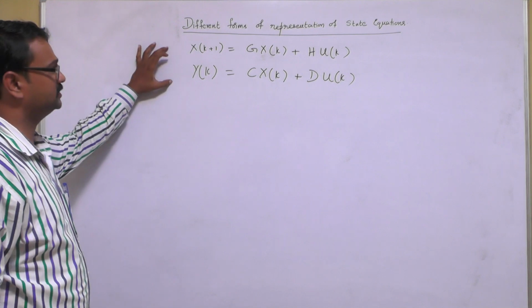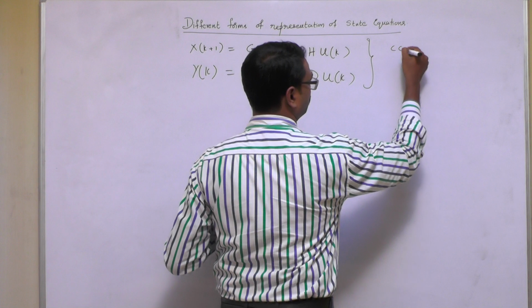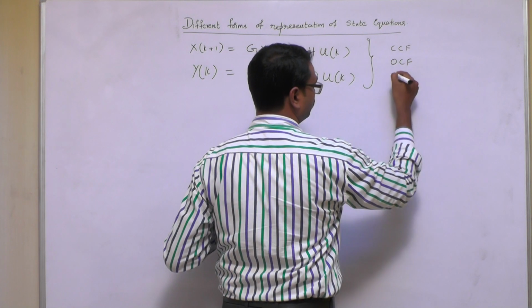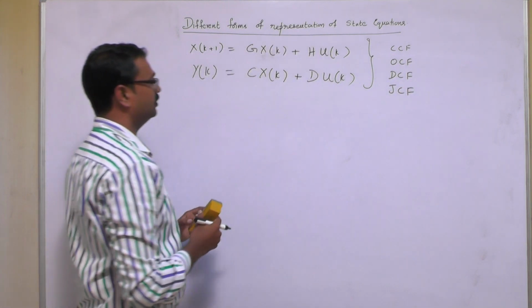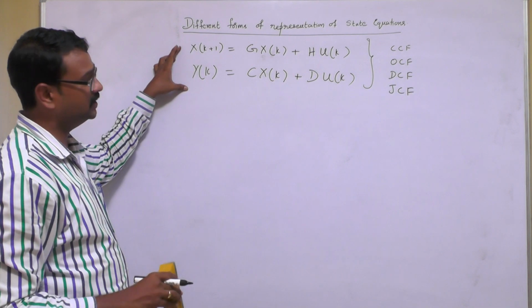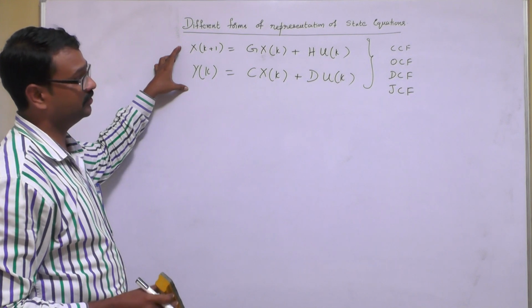This state model equations can be represented in various forms, that is in the controllable canonical form, the observable canonical form, diagonal canonical form, Jordan canonical form. So different forms of representing a particular equation, which are representing any one particular physical system. So you have different forms.